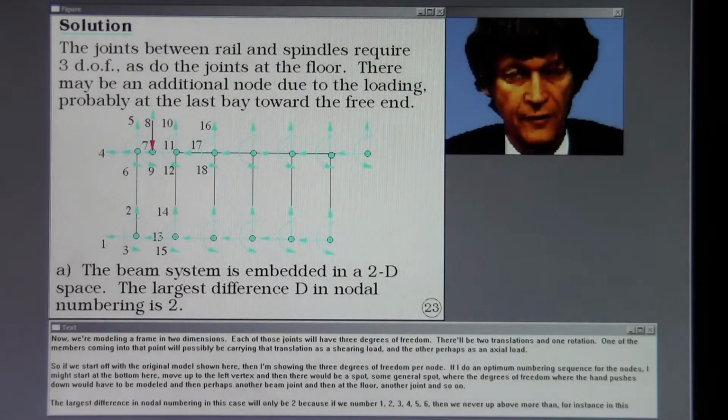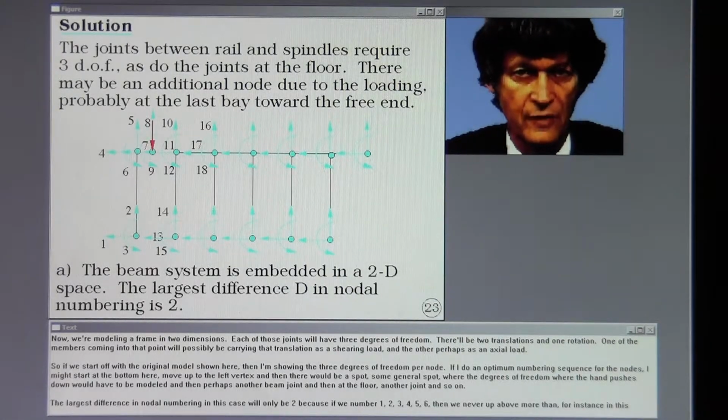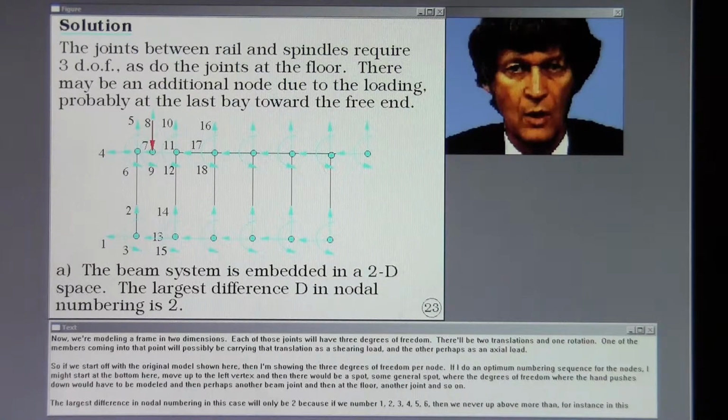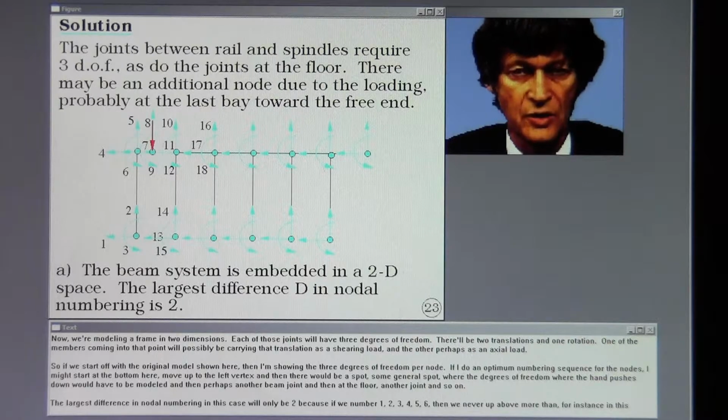Now we're modeling a frame in 2 dimensions. Each of those joints will have 3 degrees of freedom. There will be 2 translations and 1 rotation. One of the members coming into that point will possibly be carrying that translation as a shearing load, and the other perhaps as an axial load.